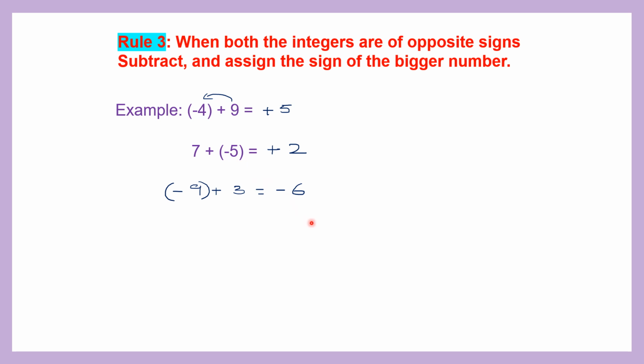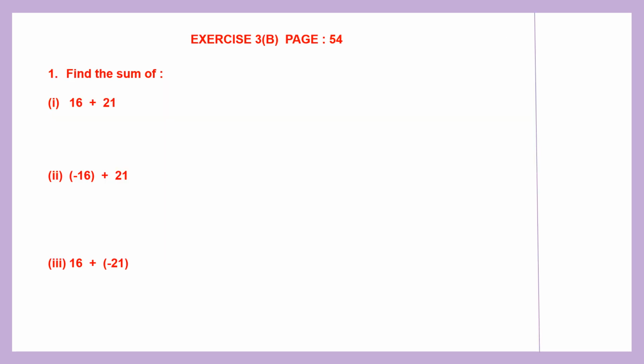So as you can see from the examples, we've subtracted everywhere and we have assigned the sign of the number with a bigger numerical value. So now let's begin this exercise, which is on page 54. Find the sum of, first one, 16 plus 21.